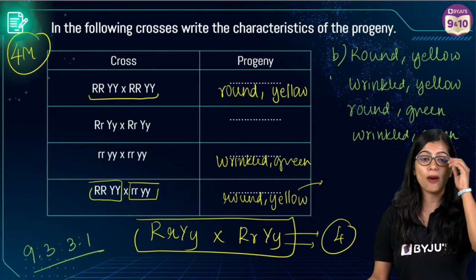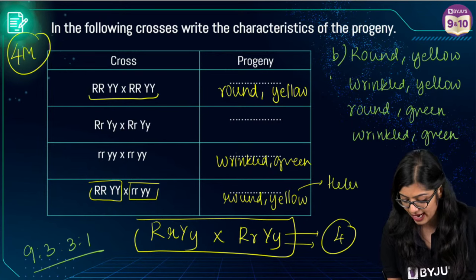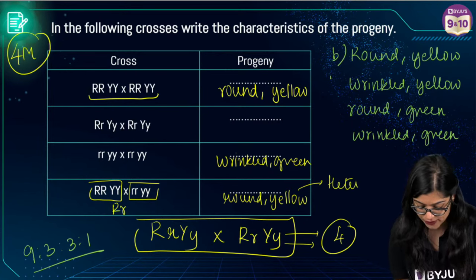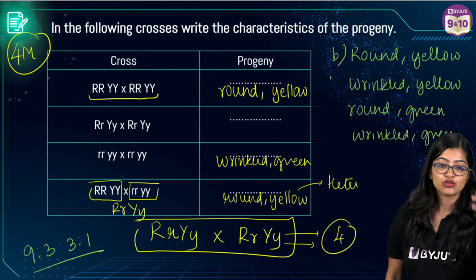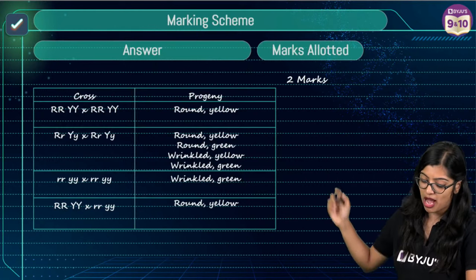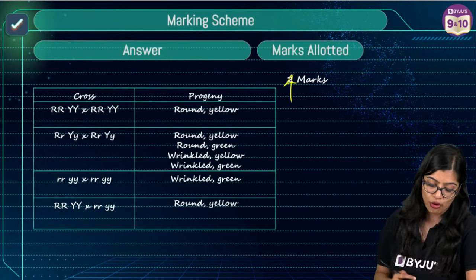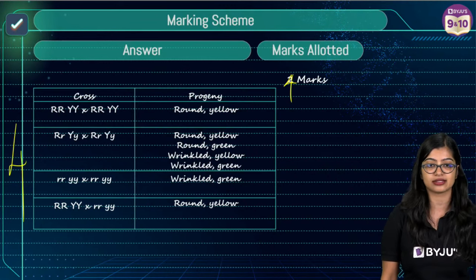Very good. So proud of all of you. It is going to be heterozygous. We see that all offspring will be of this format. Beautiful. So when you're writing the answer, you will get this for 4 marks, 1 mark for each of it, and you will get the correct answer.